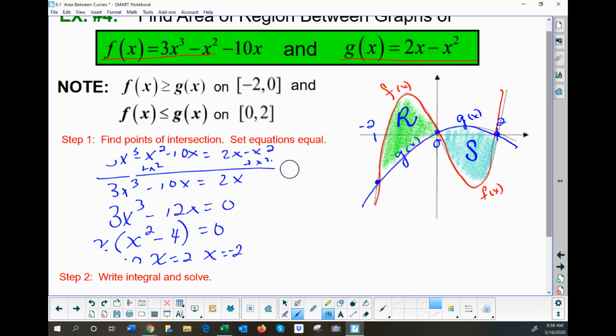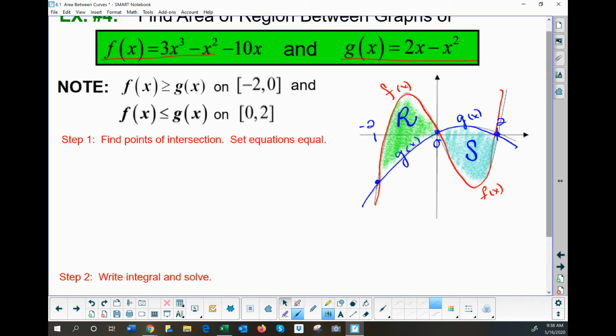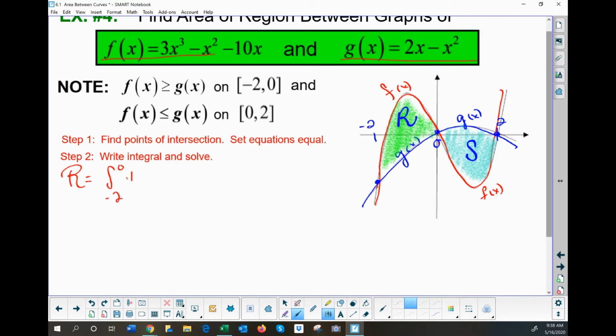That's going to help me when I write my integrals. So I'm going to erase this piece because I want to see if I can move this up. Let's write the integrals and solve them. So I'm going to do them separately so you can see. Let's write this first one in red for region R. Region R will be the integral from -2 over to 0. These are x values. So our functions should be written in terms of x. And I want the top function minus the bottom function.